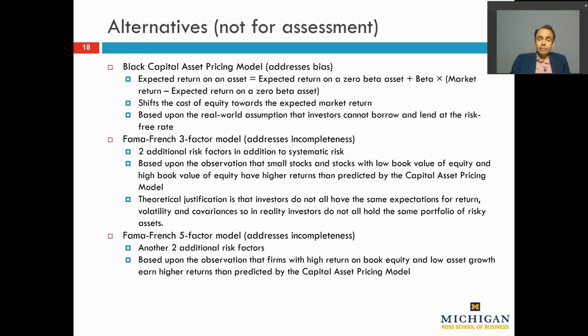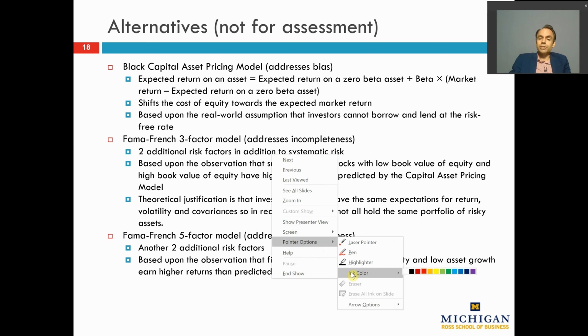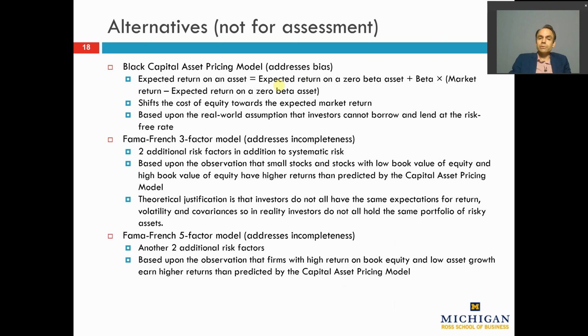Alternative models, and there are others, this is not a complete set, are the Black capital asset pricing model, which, as I mentioned, just shifts the intercept term to the expected return on a zero beta asset, and then shifts this market premium to be market return minus the expected return on a zero beta asset. And because the zero beta return is greater than the risk-free rate, and it is less than the market return, that shifts upwards the cost of equity for low beta stocks and shifts downwards the cost of equity for high beta stocks. So that model addresses the bias in the capital asset pricing model.